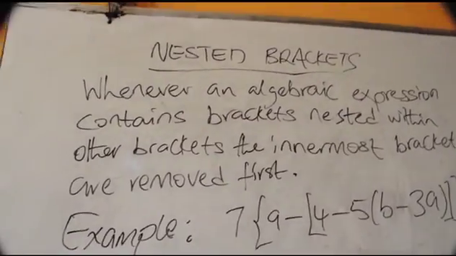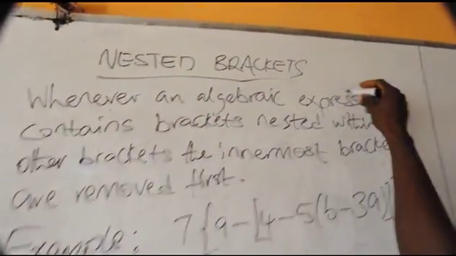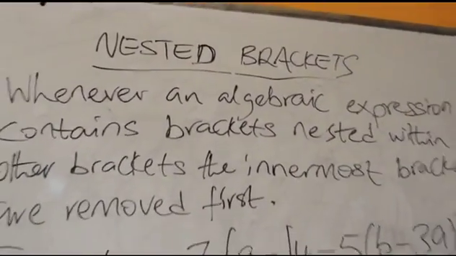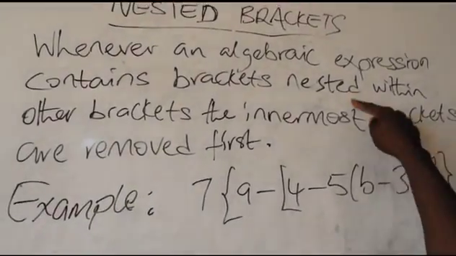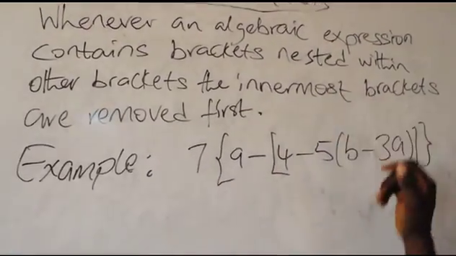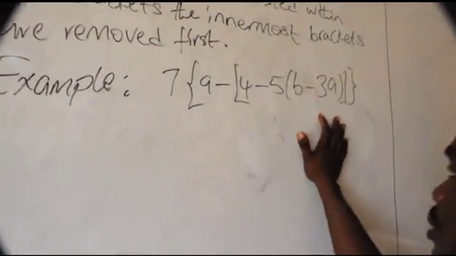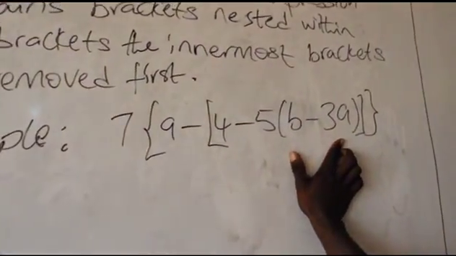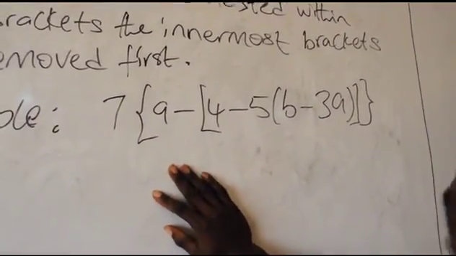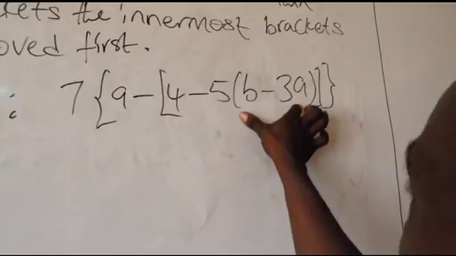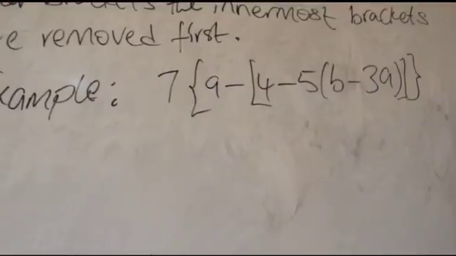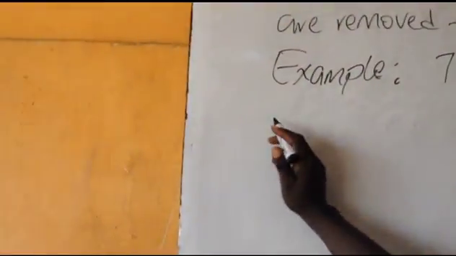So we are looking at nested brackets. Whenever an algebraic expression contains brackets nested within other brackets, the innermost brackets are removed first. Example: if you look at this expression now, you see that we have this bracket within these two other brackets. So we want to solve this problem now. We start by removing this innermost bracket, followed by this one, then this one. So let's solve it out now.